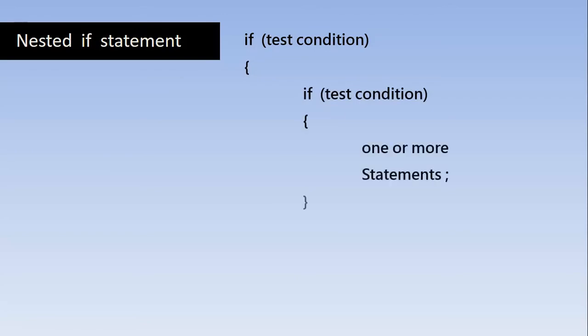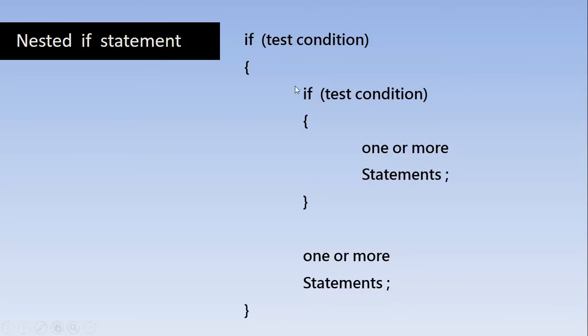What do you mean by nesting? Nesting is just putting a code inside another code, right? So in the nested if statement, we put one block of if inside another block. So we'll see how to do that. First we put the if condition, then we open the curly bracket, and we put another if condition inside the main if condition.